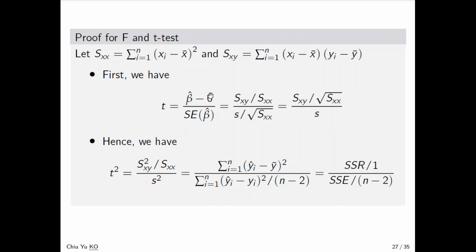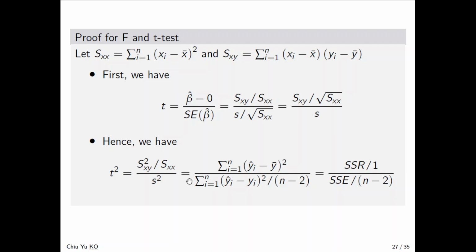The denominator, S squared, will be the estimated squared standard error of the residual. So that will be the sum of y hat minus y, squared, divided by n minus 2. This is SSE over n minus 2, and this is SSR. So what remains is to show that the numerator of this is correct, which will be in the next slide.